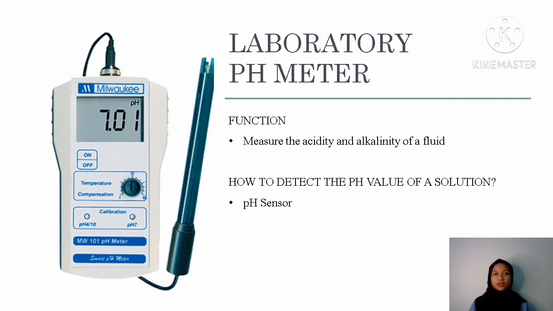The sensor that is used in the meter is the pH sensor. pH in the pH meter represents potential hydrogen ion. The pH sensor is used to measure the activity of hydrogen ion in solution. The number of hydrogen ions in the solution will determine the pH value.